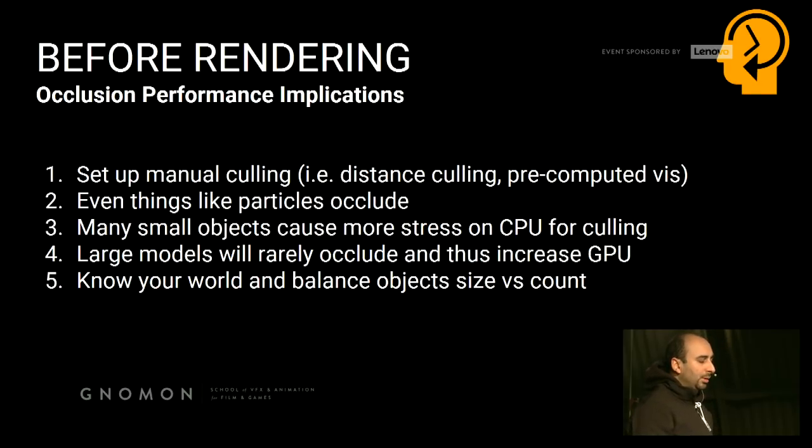Now the question is that if we have many small objects, and there are too many of them, that will put more stress on the CPU because it needs to go and check if they need to be occluded or not. However, at the same time, if we have large but fewer objects, they will be rarely occluded, and thus it will be easier for the CPU, but it will increase the stress on the GPU. So at the end, it should be a balance. Based on your world or your level, you need to balance between the object size versus the count of the objects to have a good balance between the CPU and the GPU.